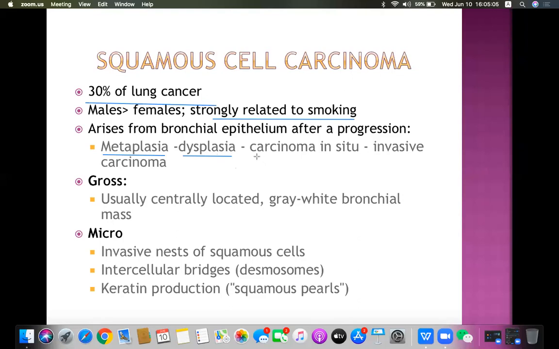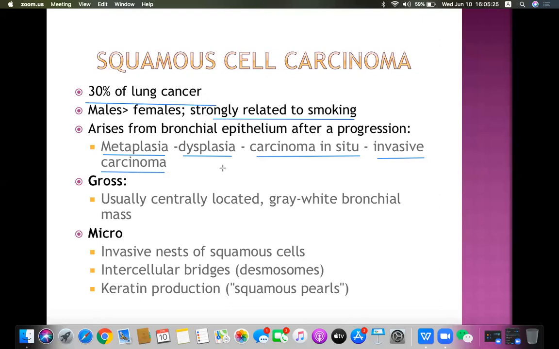Now, another stage is carcinoma in situ. The basement membrane is still intact. The malignant cells have not crossed the basement membrane. This is called carcinoma in situ. And once the basement membrane is invaded, we call that invasive carcinoma.